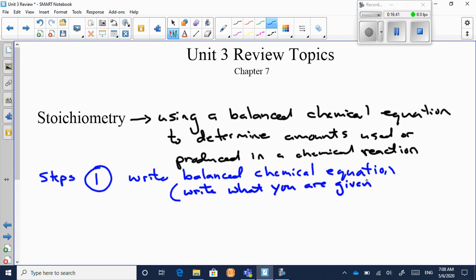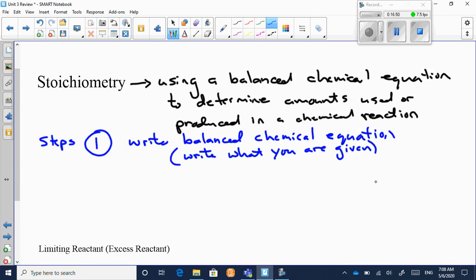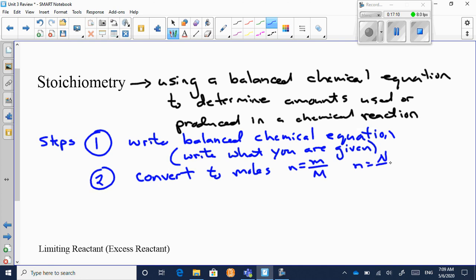Okay, so make sure that you're done step number 1 when you've written the balanced equation, and then underneath the appropriate compounds you've written what you've been given. Step number 2 of stoichiometry is to convert everything to moles. Now, sometimes we have 2 ways of converting to moles. We could do a little m over a capital M, or we could do n is equal to capital N over N_A. So don't forget that you've got 2 different ways. You could be given the number of particles, or you could be given the sample mass. Step number 2 is always converting to moles.